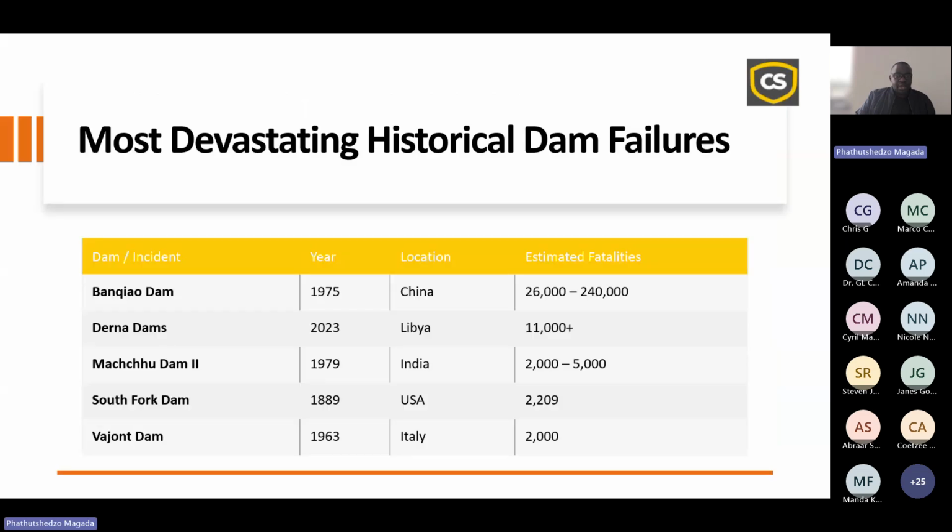So this is a summary of some of the dam failures in history and the fatalities that occurred due to these failures. We can see that if proper monitoring is not put in place, we can end up costing lives. People can lose their lives in this regard. So it is important that we monitor and select the correct data acquisition system for our dam monitoring in preventing situations like this.